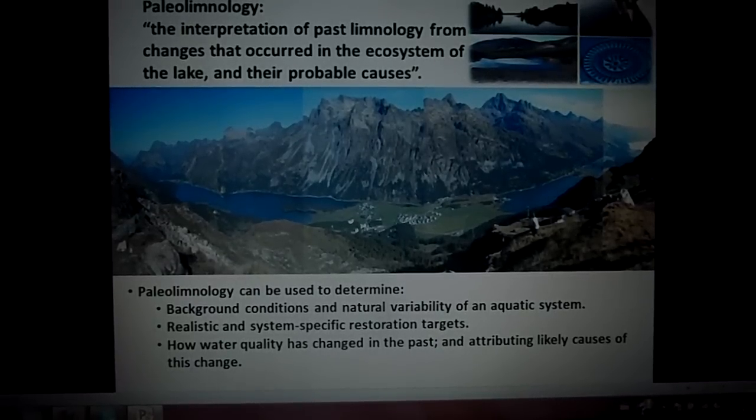Information on historic conditions of a lake can be inferred from fossils, geological, and chemical signals contained in the sediments of aquatic ecosystems. Data collected is used for the reconstruction of lake chemistry and biology.